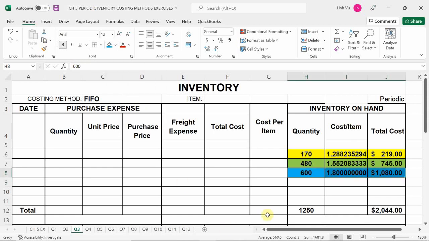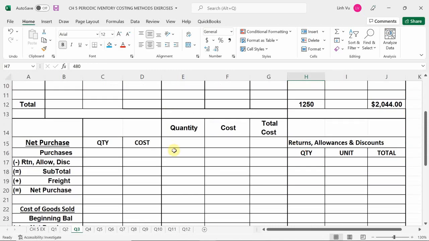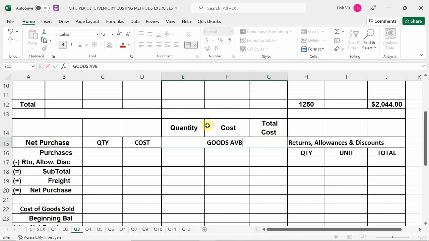I'm also going to take this, since this is our beginning inventory. That's going to also be part of our goods available, because that's what we need to include. This is what we started off with before we made any other purchases. So this is something that we need to put on our goods available. So a few extra steps here.